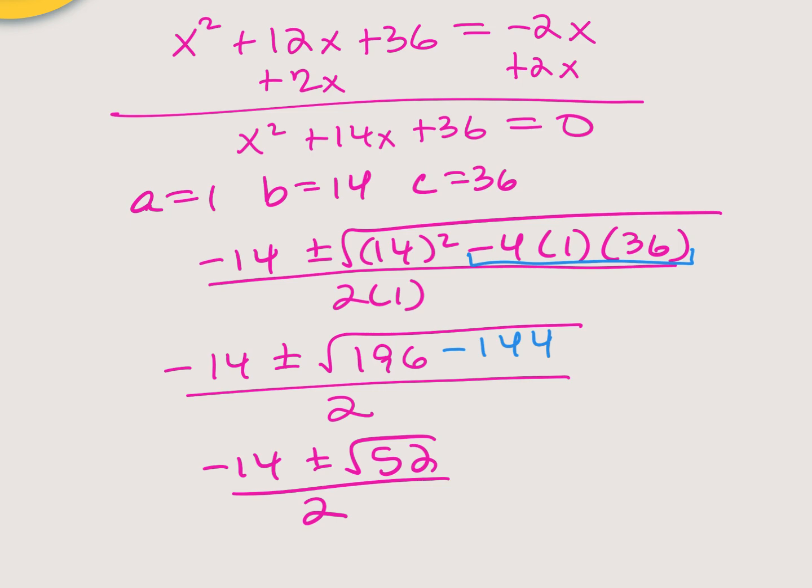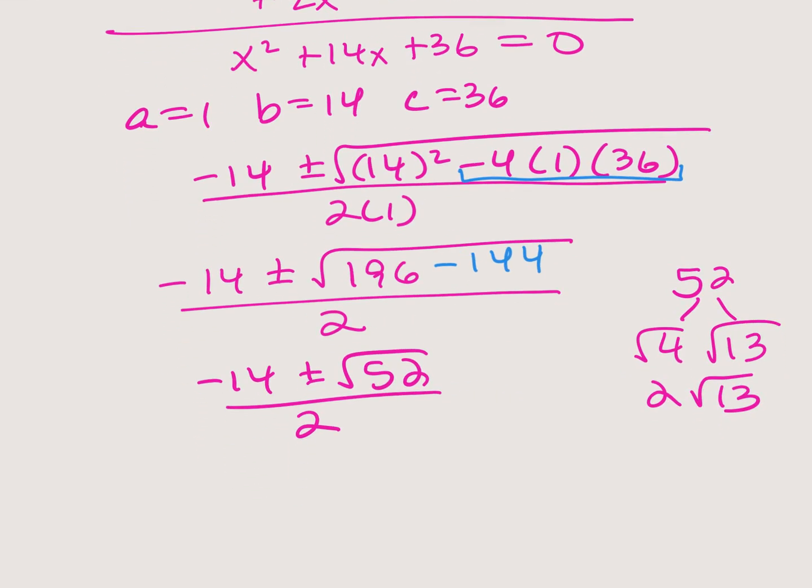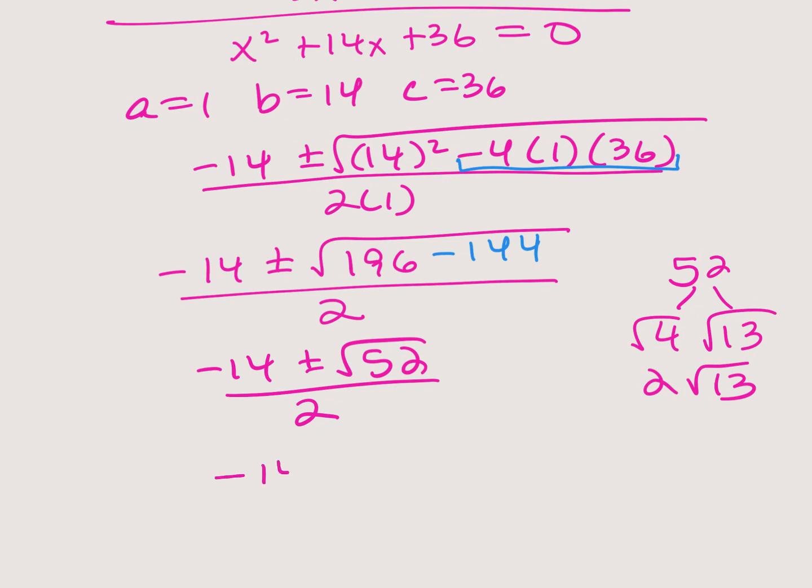Again, do not simplify the 14 and the 2 yet. We need to break down the square root of 52. If I do a factor tree, it's 4 times 13. This becomes 2 radical 13. So now I have negative 14 plus or minus 2 radical 13 over 2.